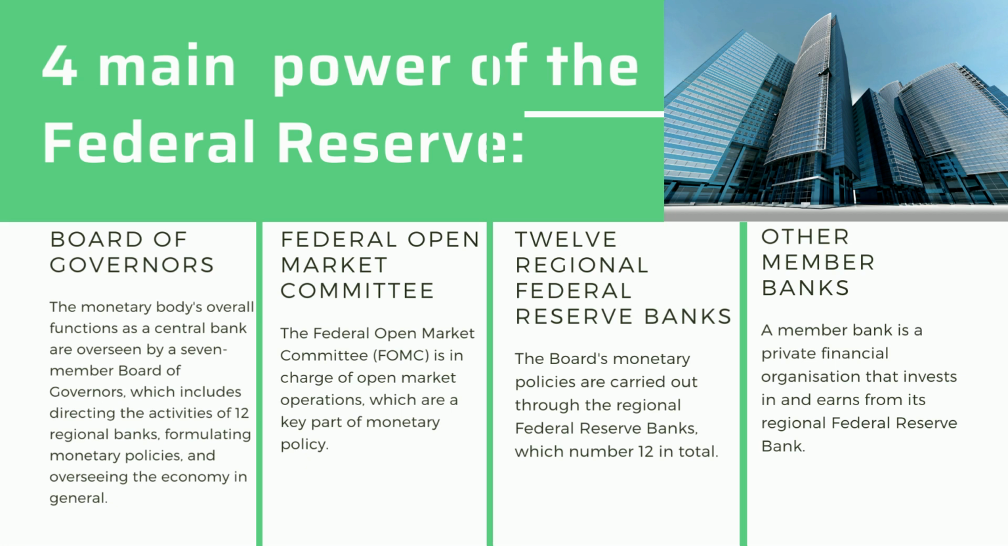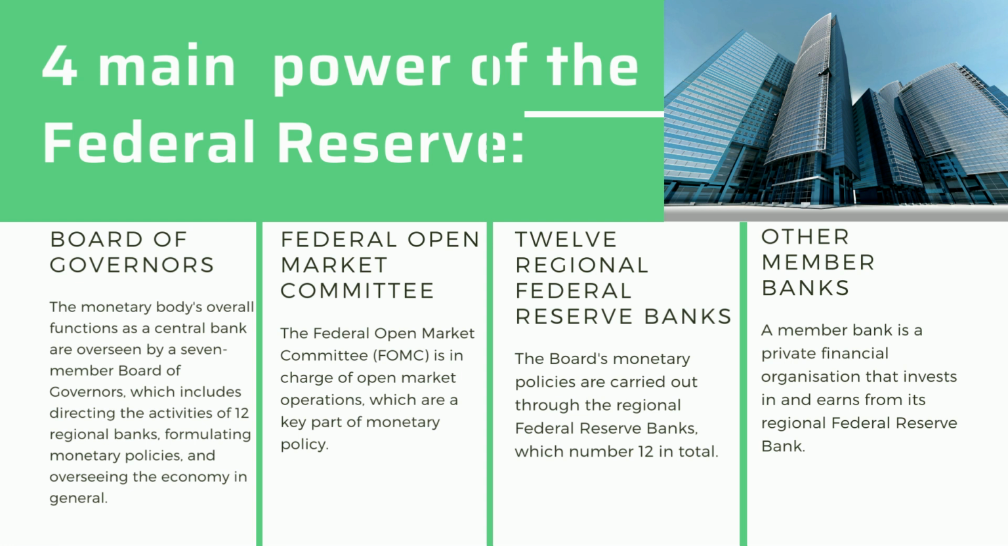Board of Governors. The monetary body's overall functions as a central bank are overseen by a seven-member Board of Governors, which includes directing the activities of 12 regional banks, formulating monetary policies, and overseeing the economy in general. The second one is the Federal Open Market Committee. The Federal Open Market Committee, or FOMC, is in charge of open market operations, which are a key part of monetary policy.